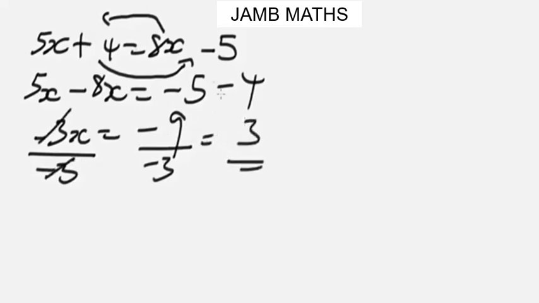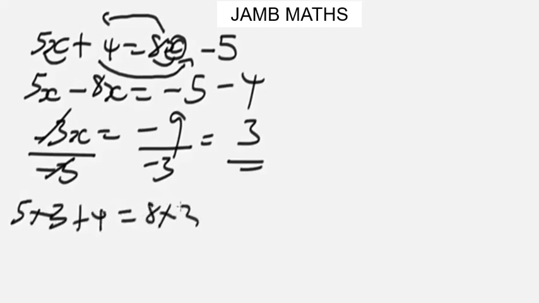Now to verify if this solution is correct, let's plug the value we got, this 3, into x and see if we're going to get the same answer at both ends. So you have 5 times 3 plus 4 equals 8 times 3 minus 5. 5 times 3 gives us 15. 15 plus 4 gives us 19. Now 8 times 3 gives us 24. 24 minus 5 gives us 19. As you can see, we have equal values at both ends, so the solution is correct. Alright, so that's it for this kind of problem.